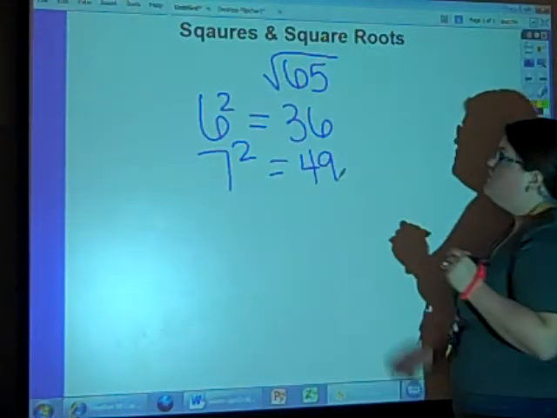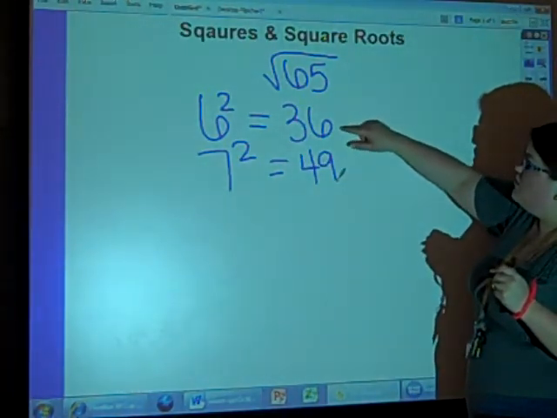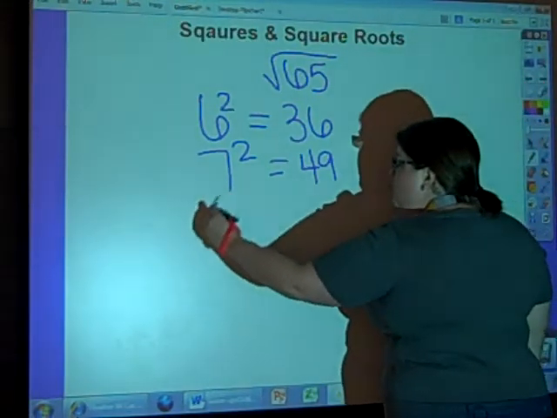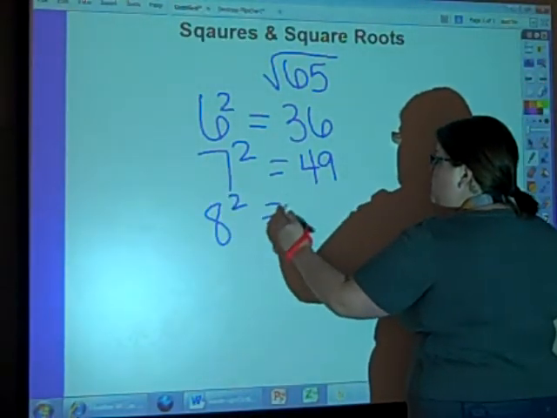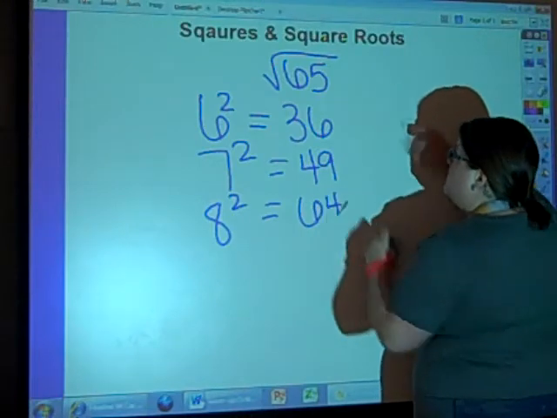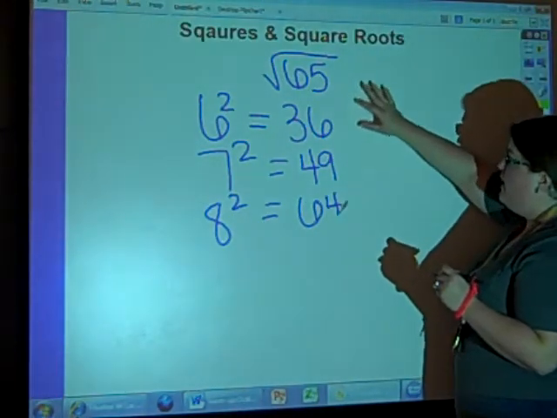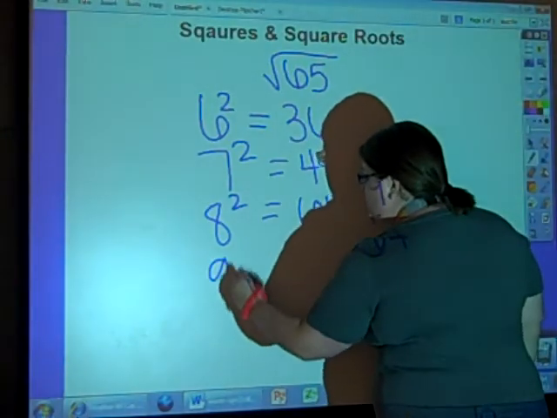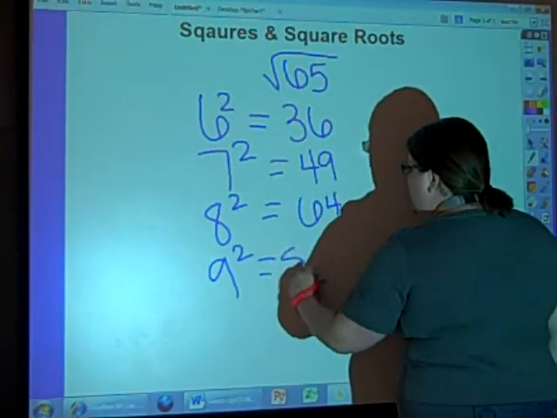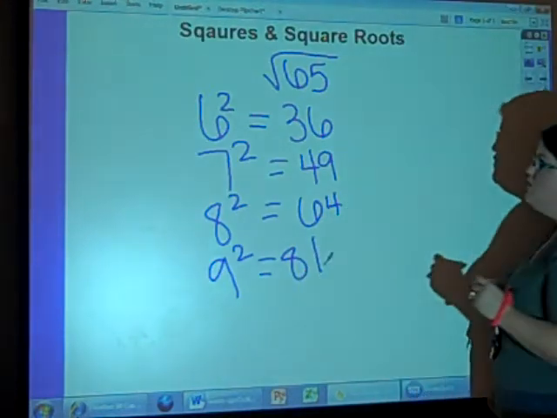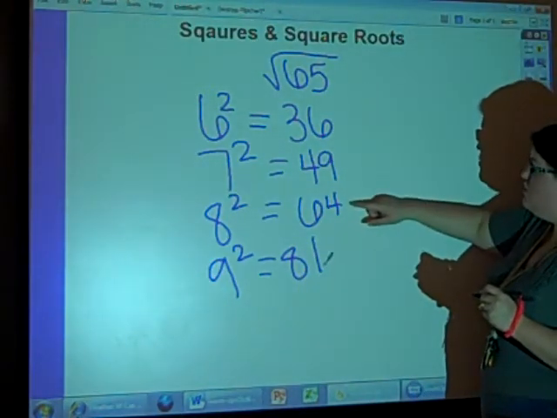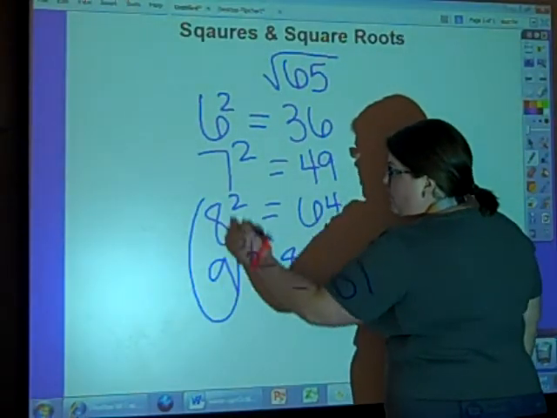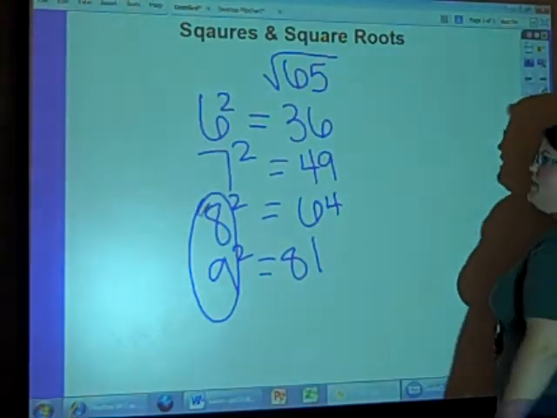So you can ask yourself, does 65 fall between 36 and 49? No, it doesn't, so we have to continue. Then we would have 8 squared, which is 64. Does 65 fall between 49 and 64? No, it doesn't, so we continue on to the next one, which would be 9 squared, and that's 81. Does 65 go between 64 and 81? Yes, it does. Therefore, the 2 consecutive whole numbers it falls between are 8 and 9.